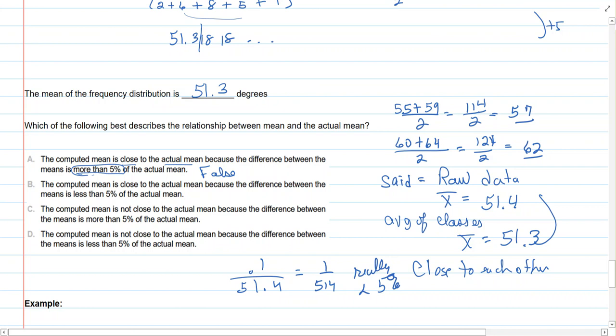All right. The computed mean is close to the actual mean because the difference between the means is less than 5% of the actual mean. Bam, that's what we have. The computed mean is not close. Well, that's wrong. This is false. And the computed mean is not close. Again, false. They are close.